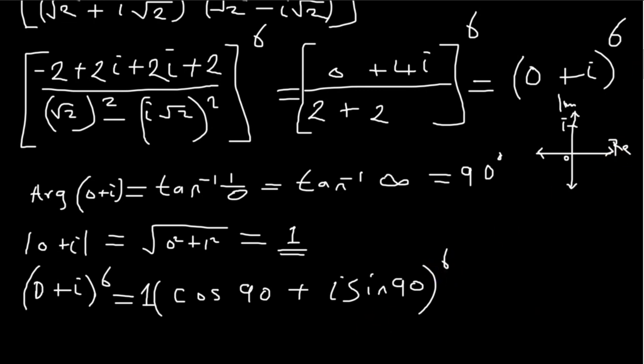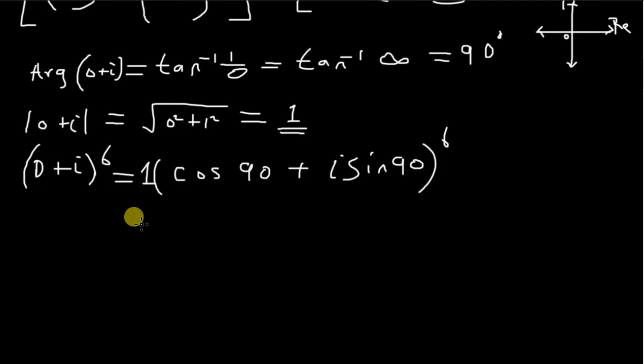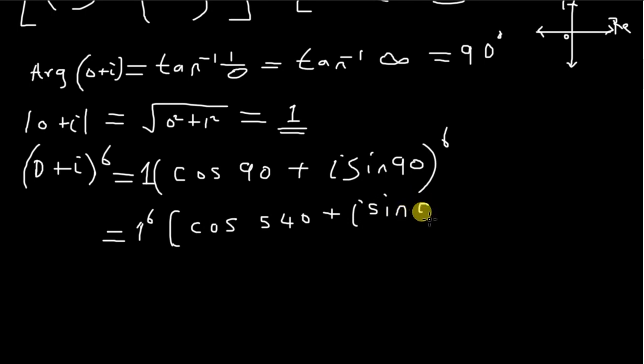And according to De Moivre's theorem, when you have such a complex number, you first have to raise the magnitude to the power 6. You also multiply the argument by 6. So 90 multiplied by 6, you're going to have your answer to be 540. Then this is going to be cos 540 plus i sin 540.